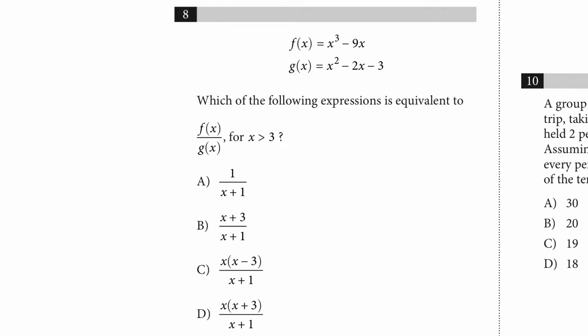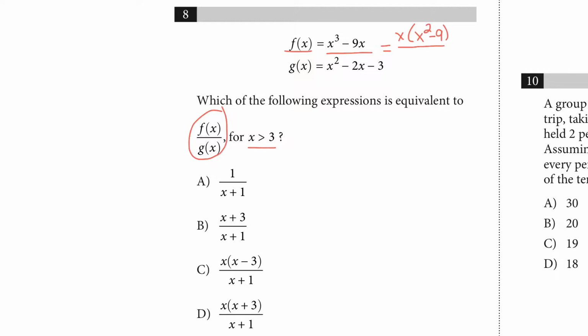Okay, problem number 8. Which of the following expressions is equivalent to f of x? So in this problem, we're going to do f of x over g of x for x greater than 3. All we're going to do is factor the numerator. So you can factor out an x there, and you're going to have x squared minus 9.